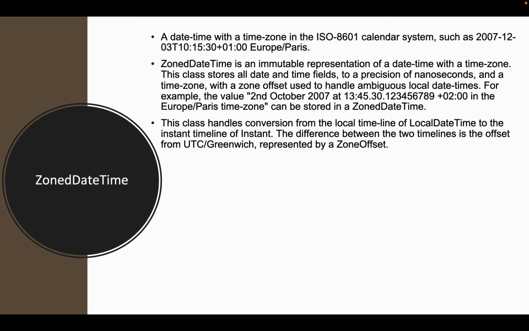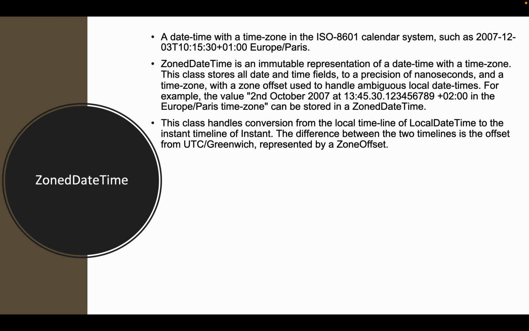Then we also have zoned date time. So it's a date time with a time zone. Remember, the previous ones didn't include any zone. So it's a date time with the time zone in the ISO 8601 calendar system, such as 2007 December the 3rd, then we see there we have 10:10 Europe, Paris. So the zoned date time is an immutable representation of the time with a time zone. This class stores all date and time fields to a precision of nanoseconds, and a time zone with a zone offset used to handle ambiguous local date times.